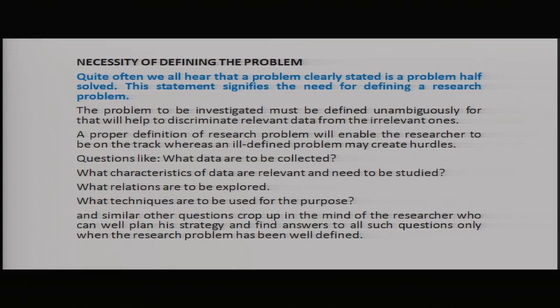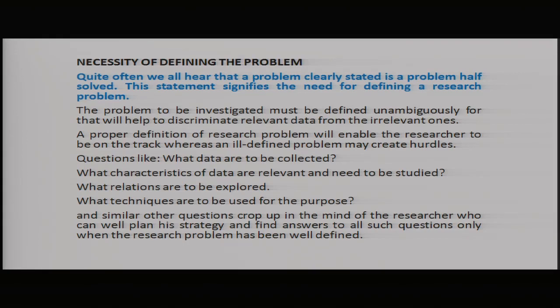This statement signifies the need for defining a research problem. The problem to be investigated must be defined unambiguously, for that will help to discriminate relevant data from irrelevant ones. So there should not be any ambiguity in the problem. Once your ambiguity is zero, it shows you are on the right path, your title chosen is on the right track, and your problem is up to the mark.